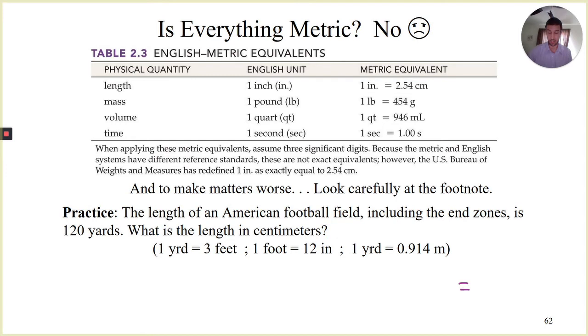Our final answer, we want centimeters. Okay. Step 2, identify what we were given. We were given 120 yards. I'm placing them both in the numerator, okay, as units, because those are both measurements of length or distance. Okay. So now the question is, how do I convert yards into centimeters?